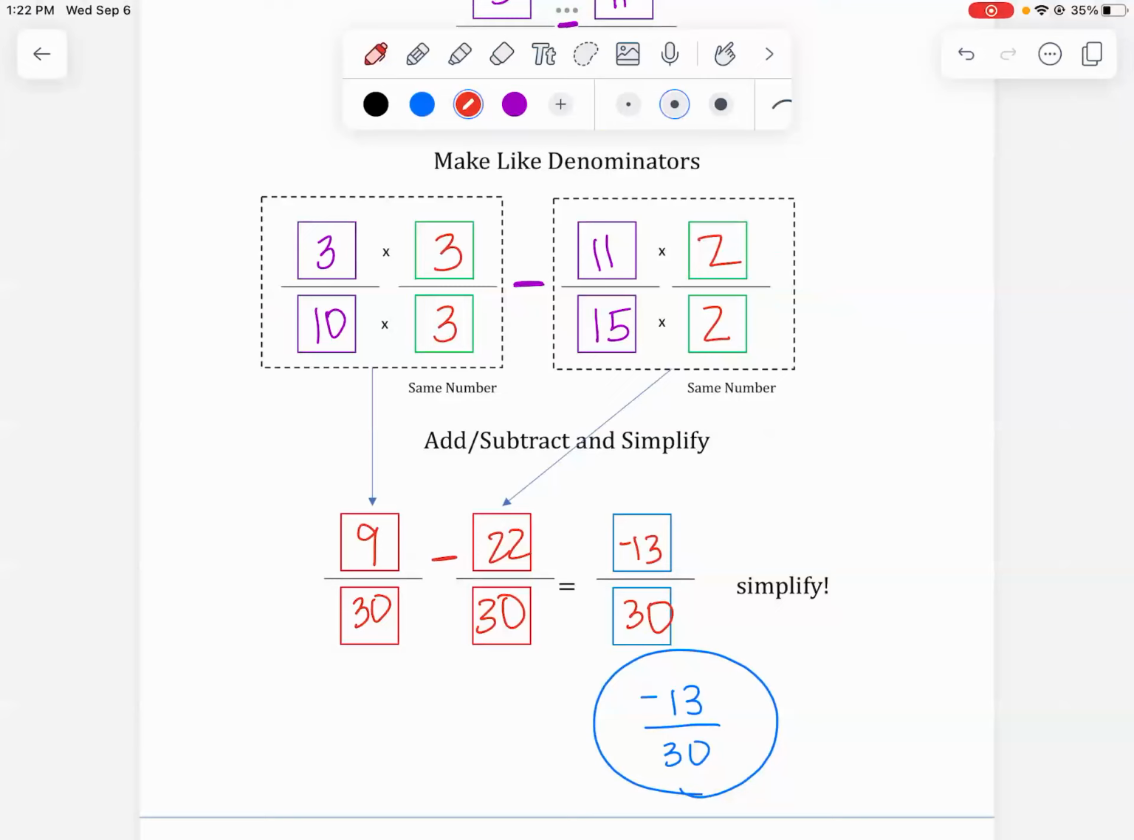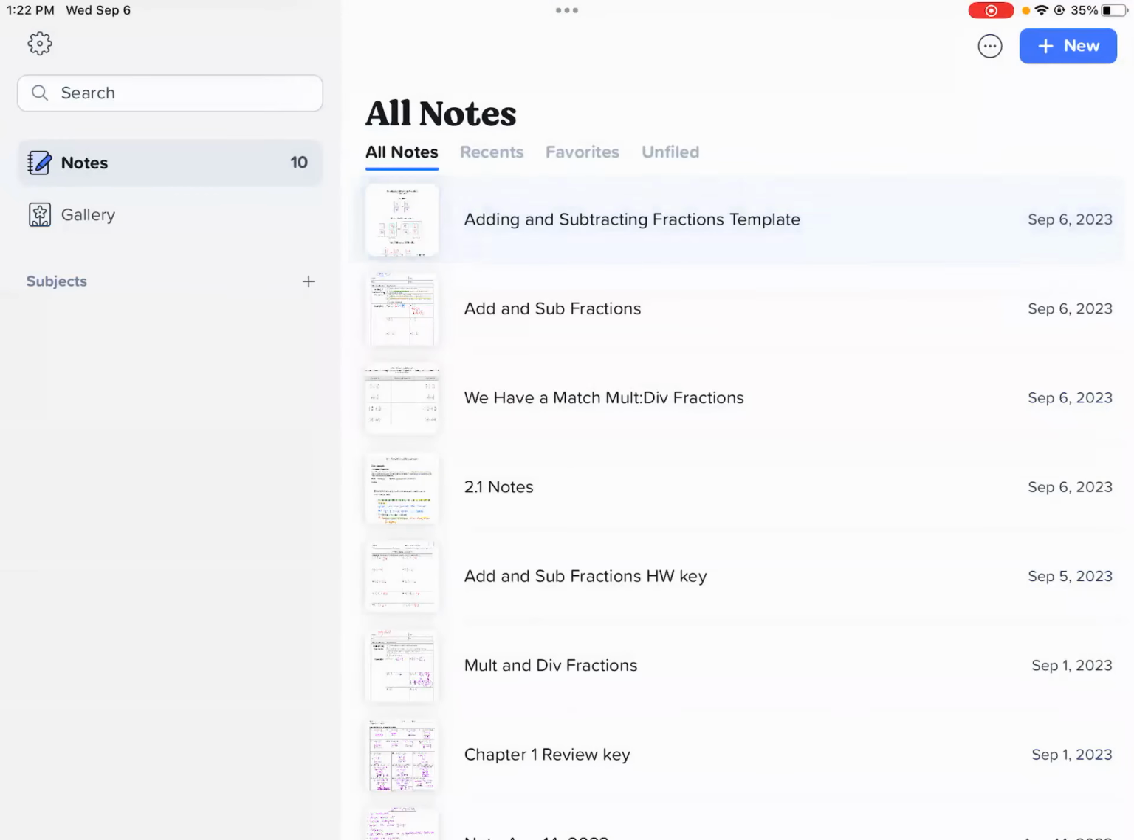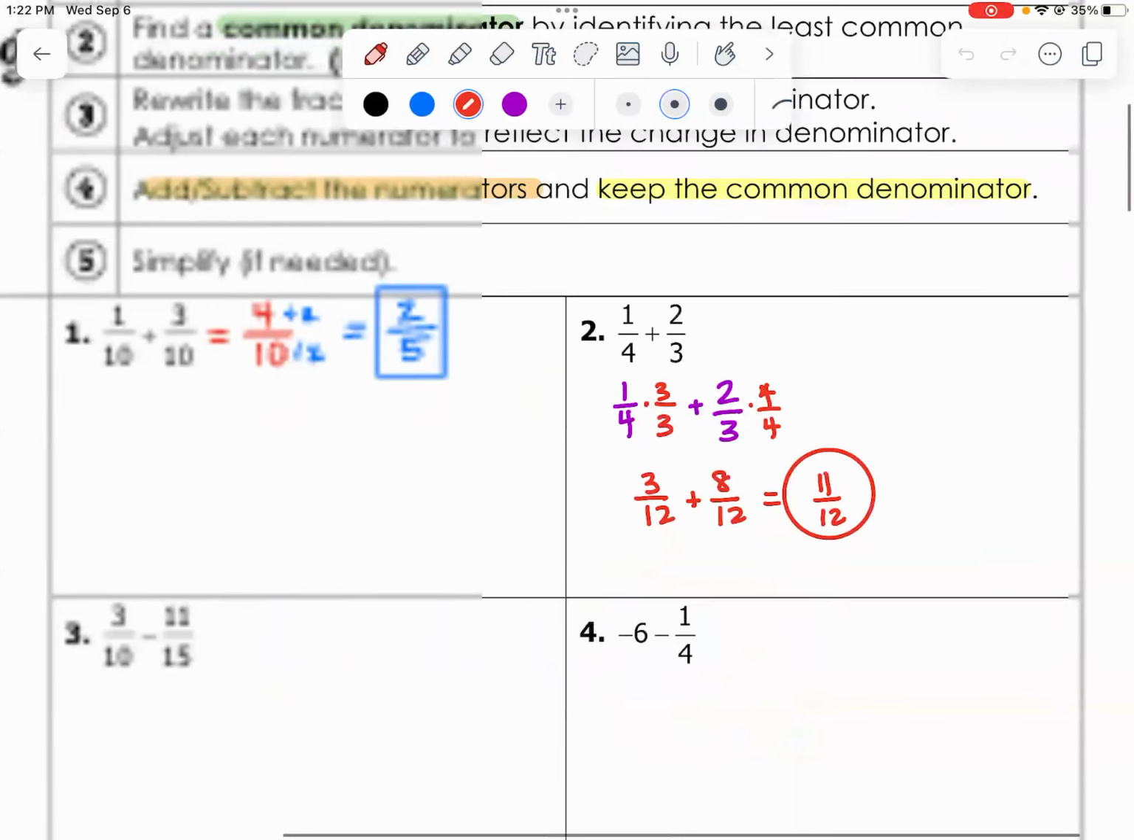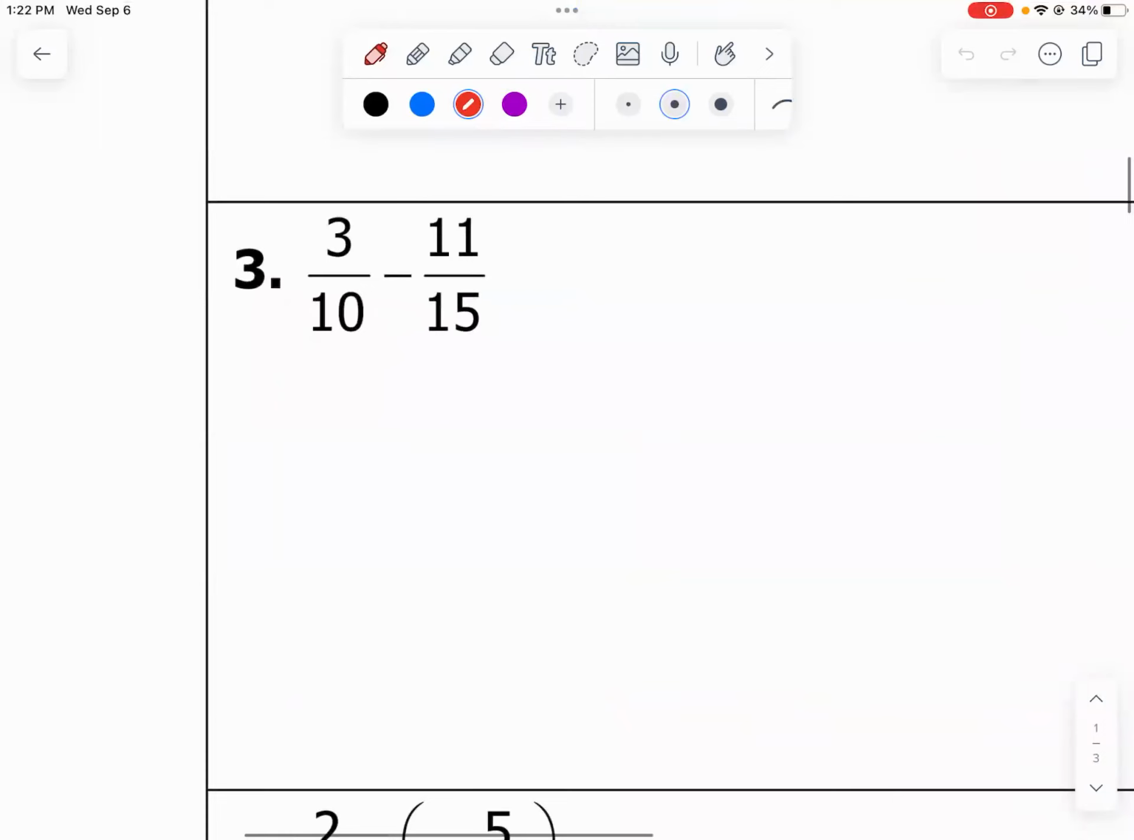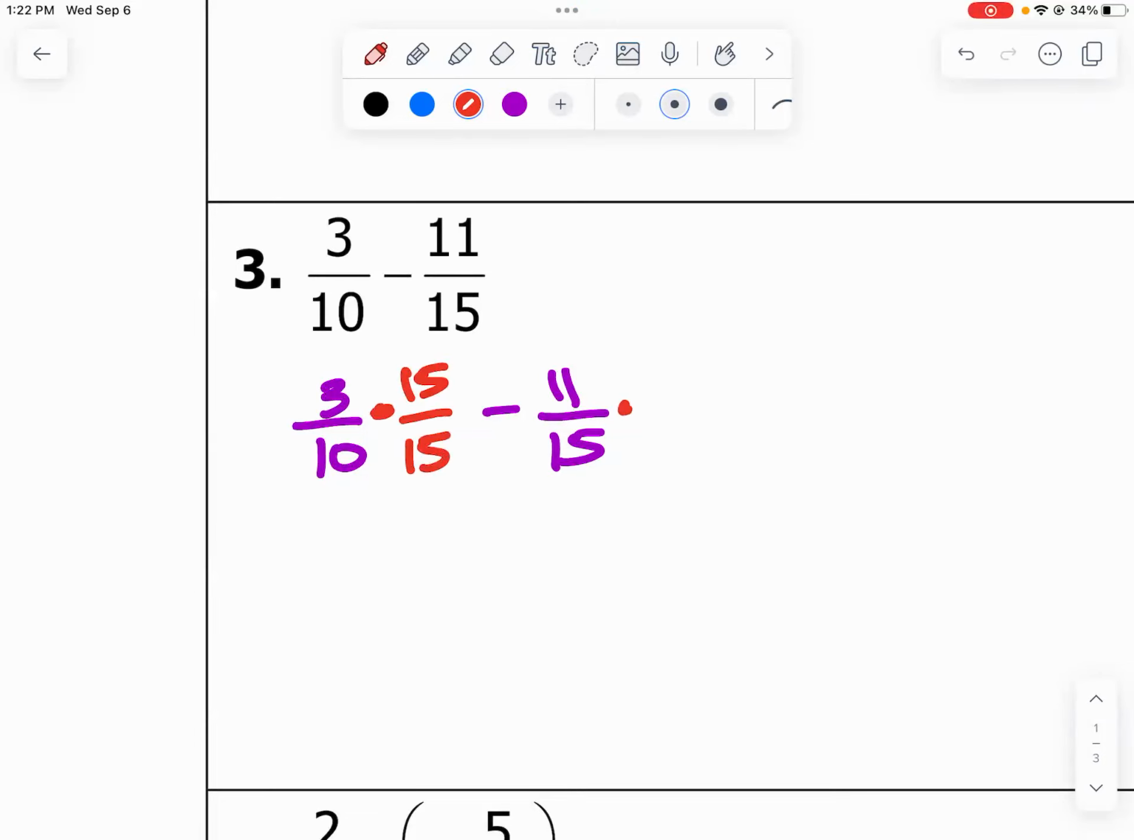Okay. So take some time and fill in your paper example. And I'll know you're done when your templates are wiped. Negative 13 over 30. Okay.